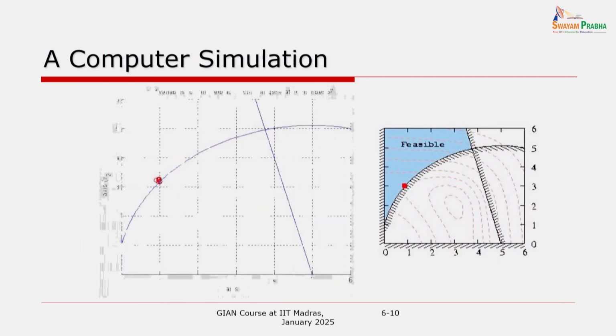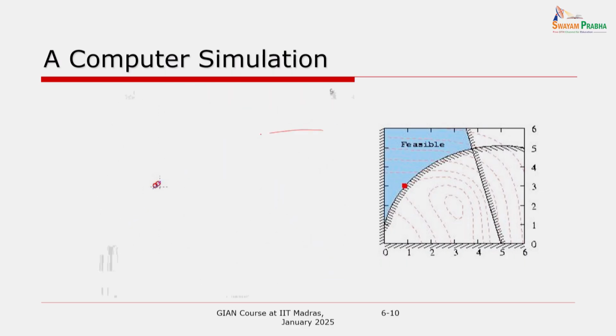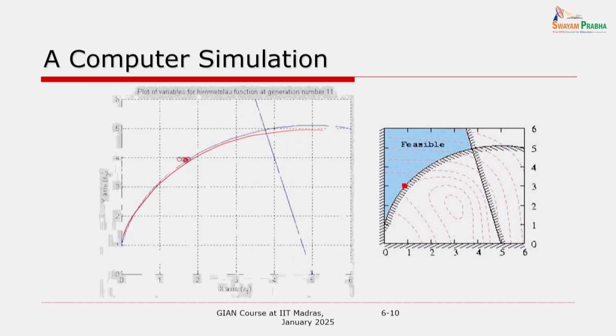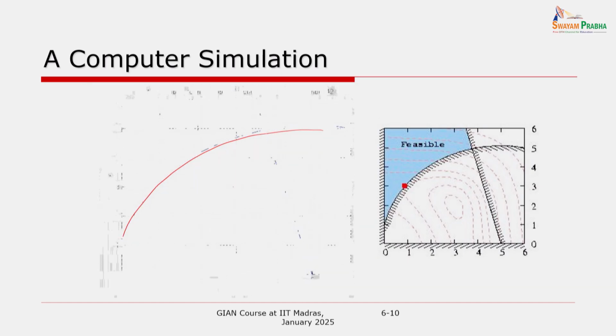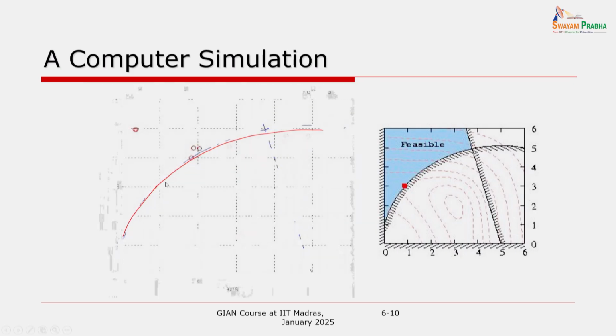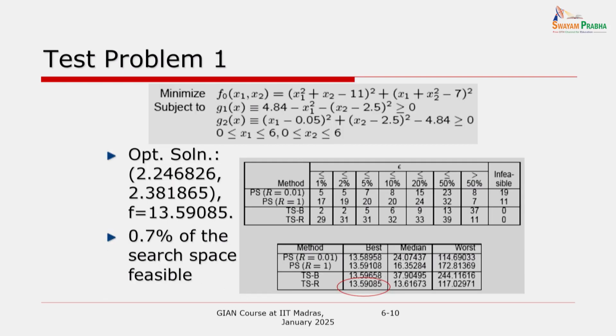So here is a simulation of how it works. Again, I don't know if you can see it, but this line here is the constraint, and initially there are points all over, but they go to the feasible region and they kind of creep towards this, because the optima is somewhere here. Okay, and it works with this idea very nicely.